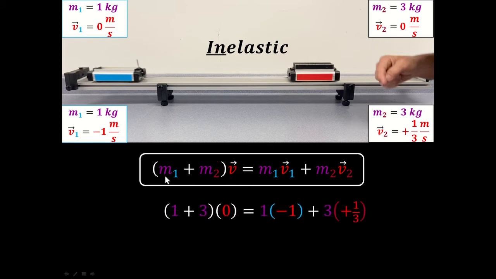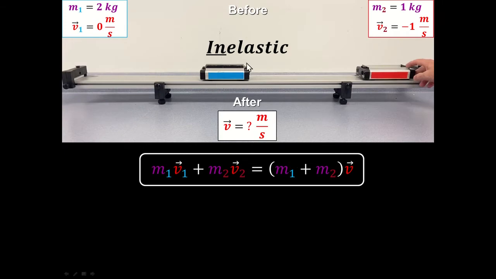So we just plug the numbers in. We had 1 kilogram and 3 kilograms combined initially, and they were stopped. And then if this one went off at 1 meter per second to the left, that other one must have gone off at 1/3 of a meter per second, because this gives us negative 1, that gives us positive 1. Before was 0, after is going to be 0. Momentum is conserved.